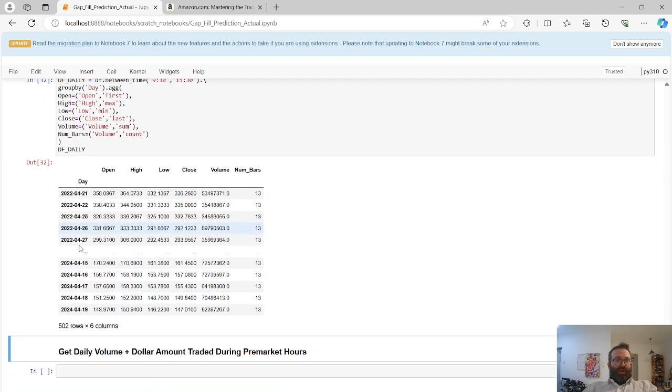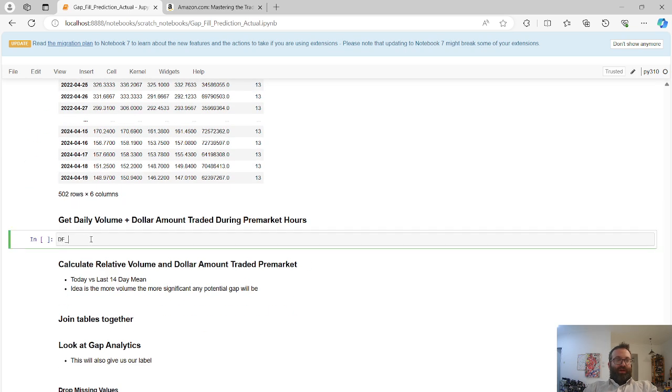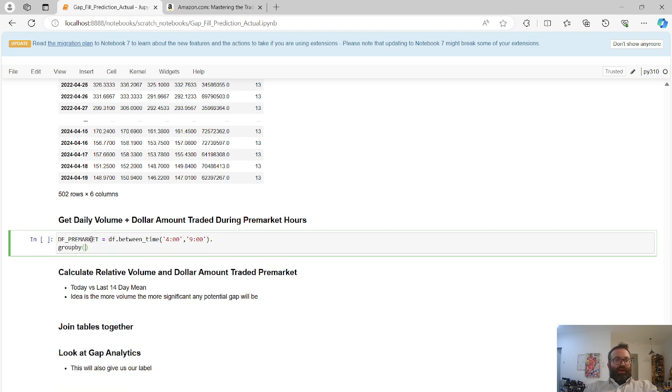And then let's do the pre-market version, because we want to use those as features. So what is pre-market? It's from 4 a.m. Eastern to market open. So I'll do df pre-market equals df dot between time 4 to 9. Remember, you write 9 and not 9:30 because it's inclusive. So the last interval will be from 9 to 9:30. Group by day dot agg.